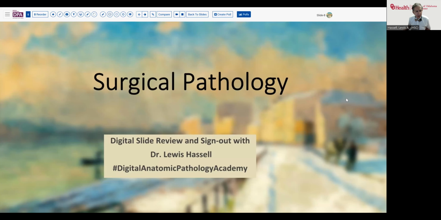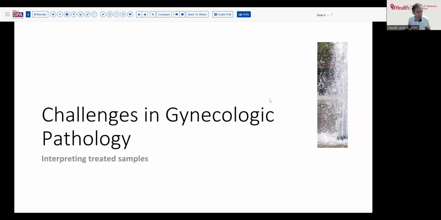So I'd like to talk with you a little bit today about not a specific case, but about one of the challenges that arises in pathology when we have to deal with cases that have been treated or partially treated. So I've titled this the treatment effects or interpreting treated samples in GYN pathology.